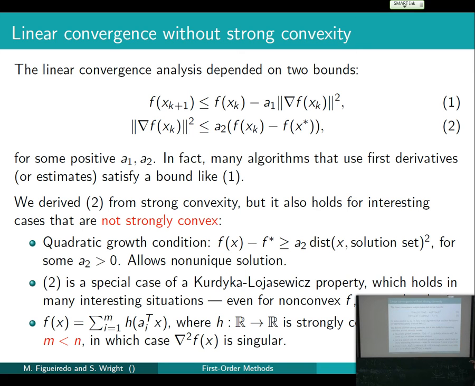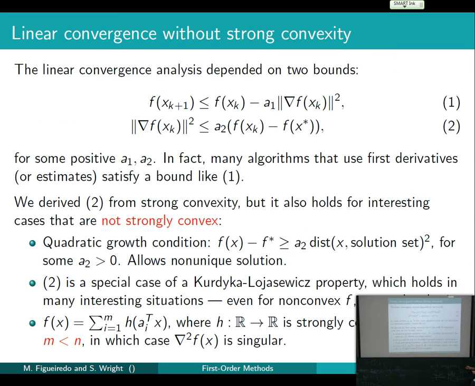So that's kind of intuitively important because it means that a first order method, which is basically making all its decisions based on the size of the gradient, isn't going to be fooled. If the gradient is telling you something about how far you are from being optimal, a first order method has a chance of working. And that's basically what this condition holds. But it's a weaker condition than strong convexity. And then this is the one I just talked about here, where f has the form of a composition of an affine operator and a strongly convex operator.